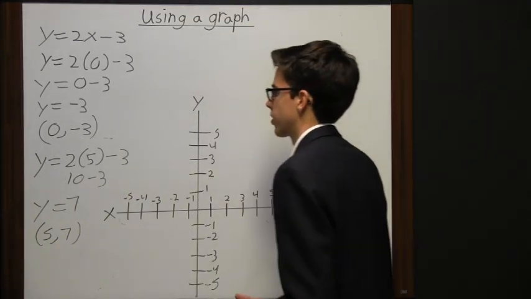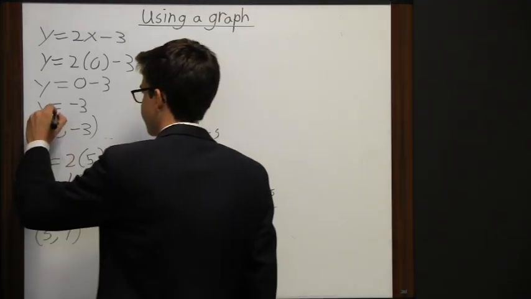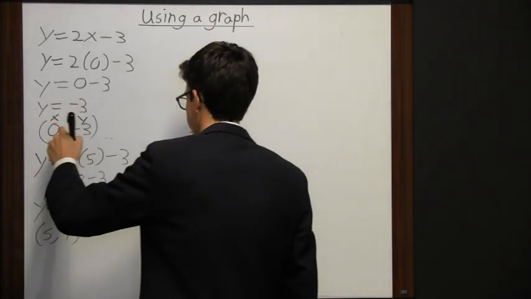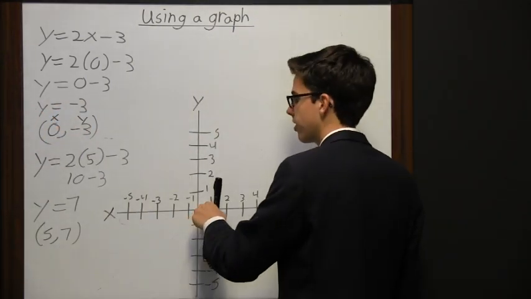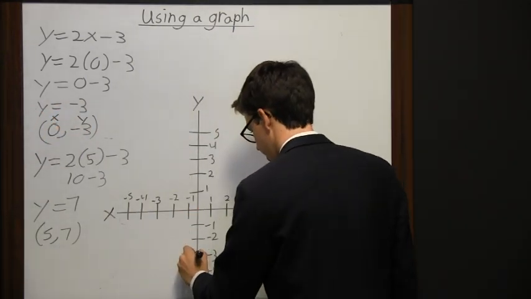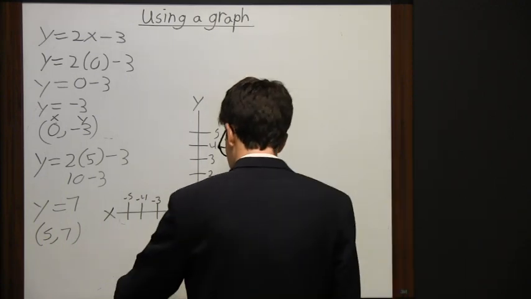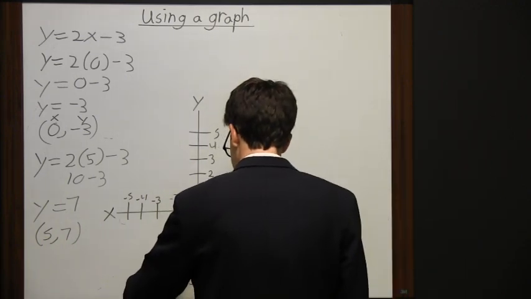So first, we're going to take a look at this coordinate right here. So we have the x-coordinate and the y-coordinate. So we find x first, which is 0, so we're right here. Then we go down to negative 3 and draw a dot. And I'm going to go ahead and put the coordinates right there.